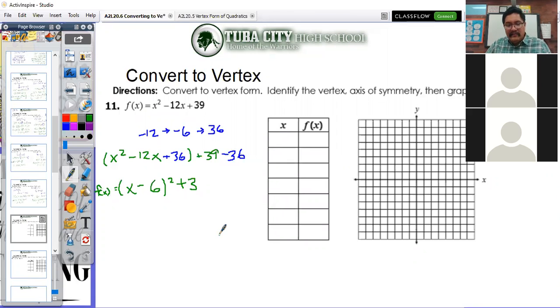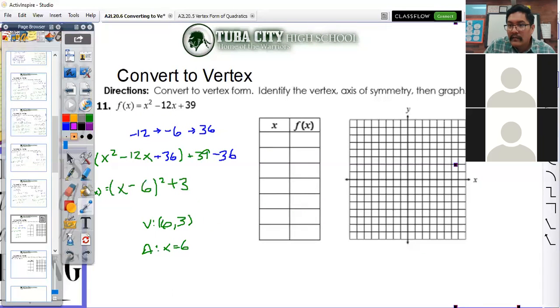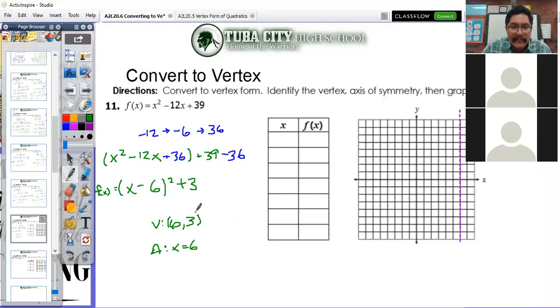And there we go. It is in vertex form, but we still got to graph it. So vertex is opposite of -6, and our axis of symmetry is going to be x equals 6. So that means it's going to be symmetrical to this point here. Our graph is going to be over 6 up 3 is where the vertex will be. And in this case here, that's going to be our inside number here.